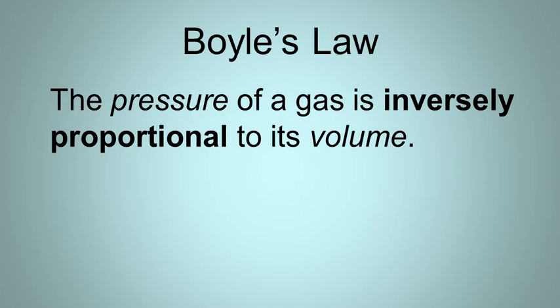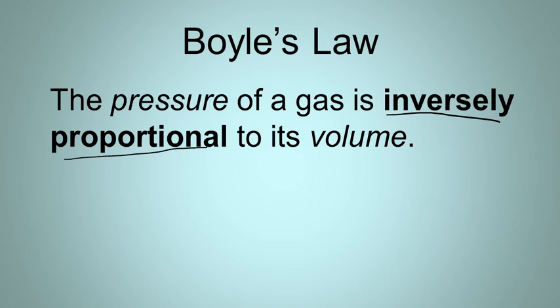Now, notice that I have inversely proportional highlighted here. It's in bold. That means that if one of the factors goes up, the other factor goes down. So, for example, if we have a closed gas and you make its volume go down, it makes the pressure of that gas go up. And you can go in the other direction too. You make the volume go up, it makes the pressure go down.